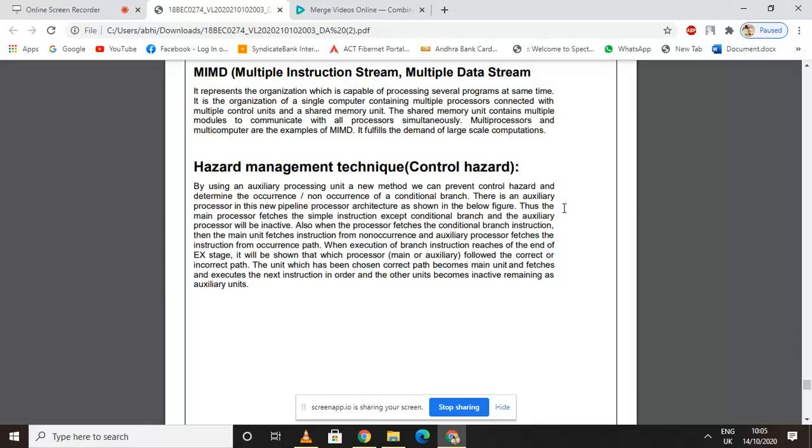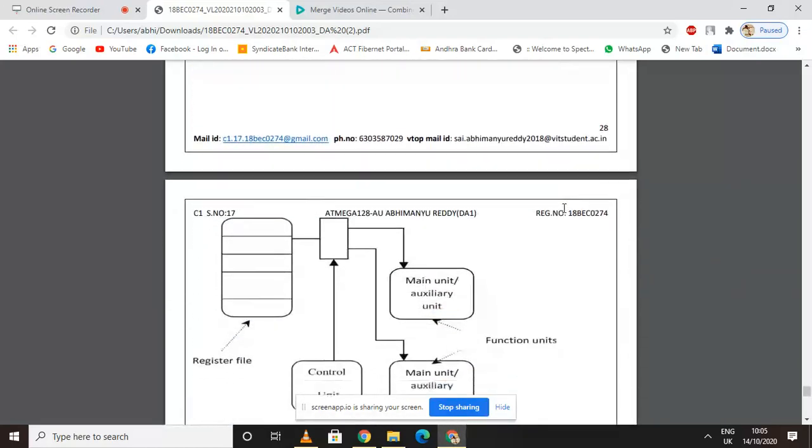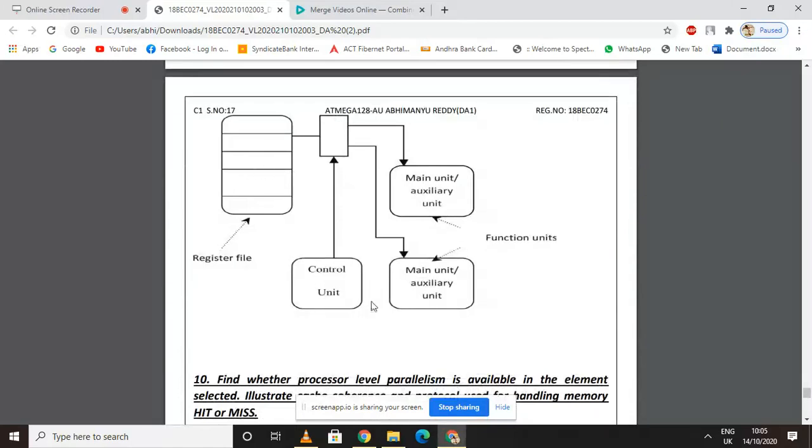When the execution of a branch instruction reaches the end of the X stage, it will be shown whether the processor followed the correct or the incorrect path. The unit which has chosen the correct path becomes the main unit and fetches and executes the next instruction in order, and the other units become inactive, remaining as auxiliary units. So this is the basic block diagram of that: the auxiliary unit, the control unit, the register file and the functional units.